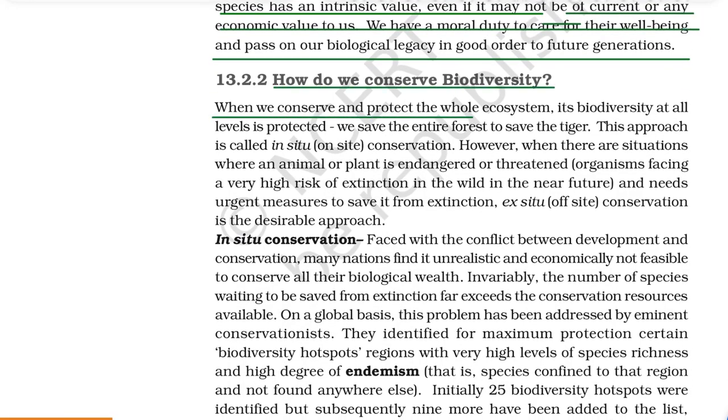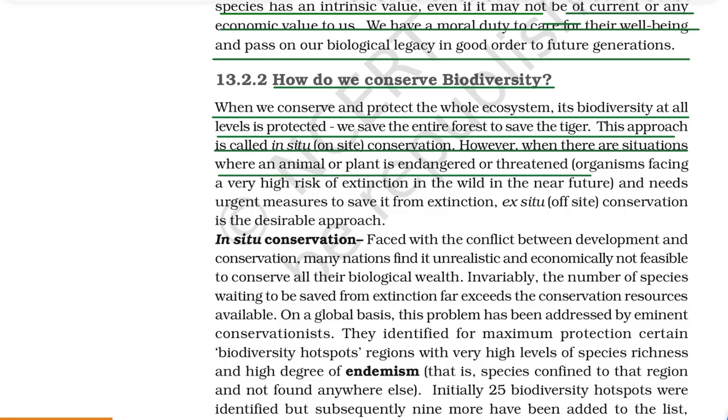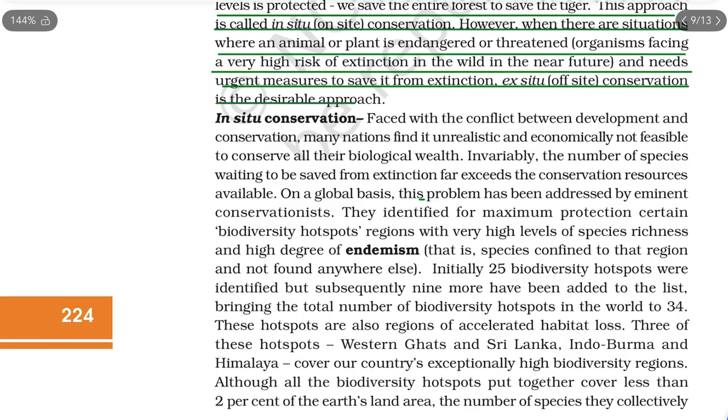When we conserve and protect the whole ecosystem, its biodiversity at all levels is protected. We save the entire forest to save the tiger. This approach is called in situ conservation. However, when an animal or plant is an endangered or threatened organism facing a very high risk of extinction in the wild in the near future and needs urgent measures to save it from extinction, ex situ conservation is the desirable approach.